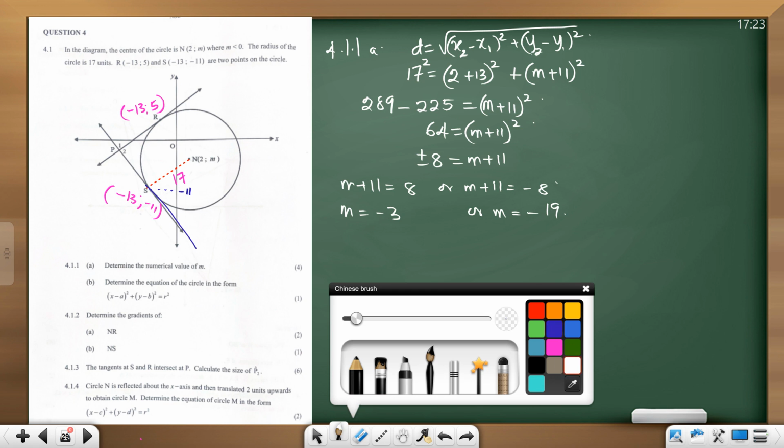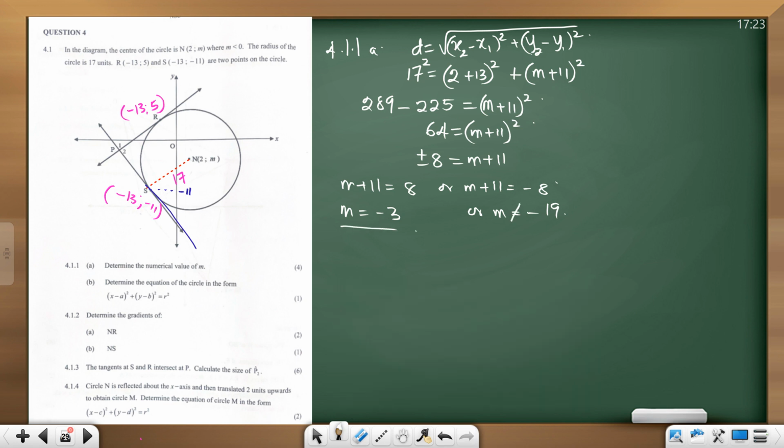So we need to reject one answer. M is negative 3. Determine the equation of the circle in the form. That is now simple again. What is B going to be? X minus 2 squared plus y plus 3 squared equals what? We're done there.